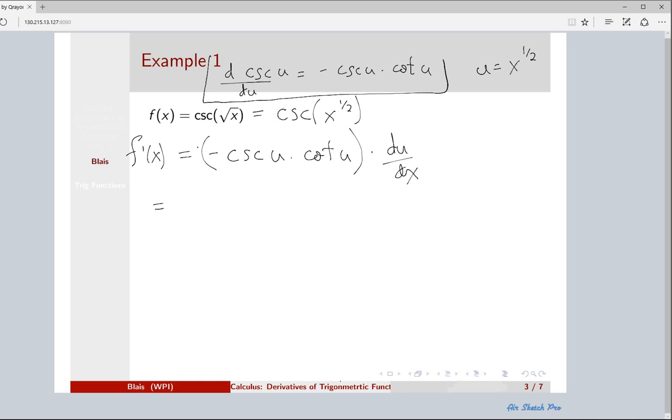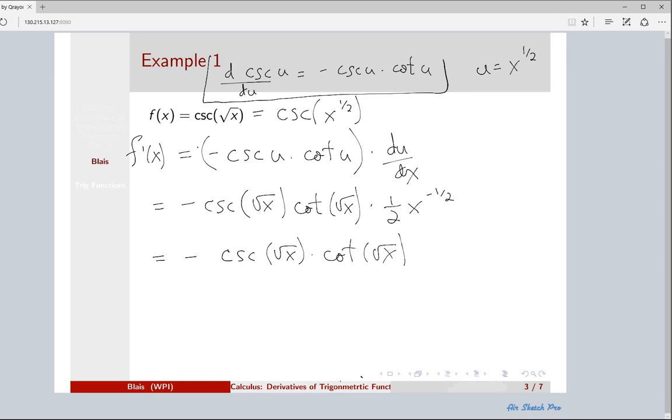we substitute in for u, this is negative cosecant root x times cotangent root x, and for du dx, we do power rule, 1/2 x to the minus 1/2. Or cleaning this up, negative cosecant root x times cotangent root x, all divided by 2 root x.